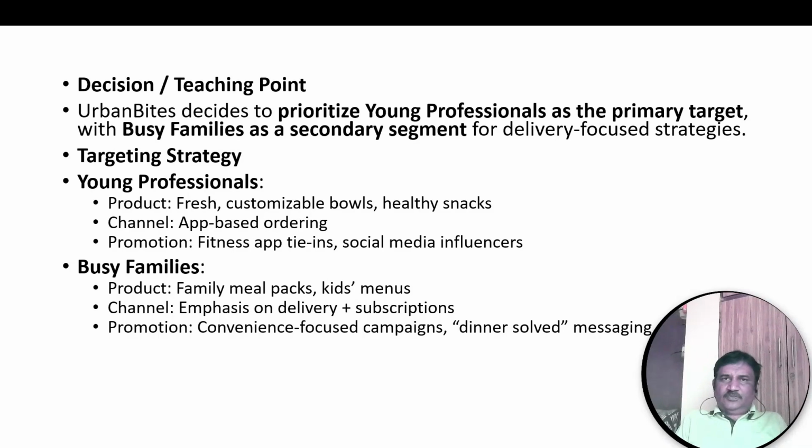Then the decision. Urban Byte decides to prioritize young professionals as the primary target, with busy families as the secondary target. They have decided not to work for the value seekers because their churn ratio is higher, their average spending is lesser, and they want more value for less money, and if they don't get it, they will leave that restaurant. So the targeting strategy is young professionals.